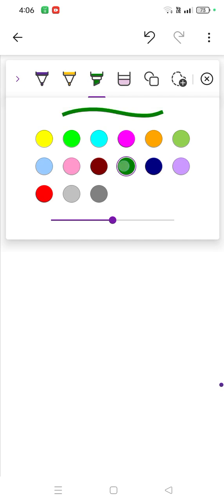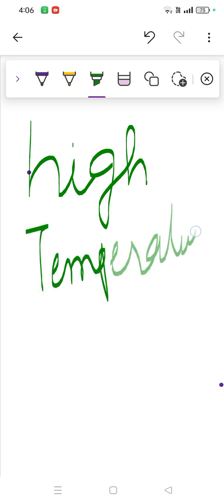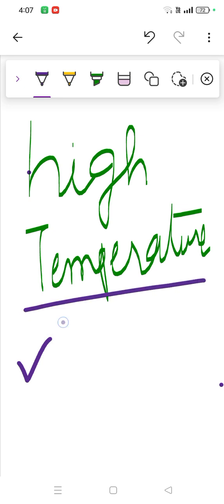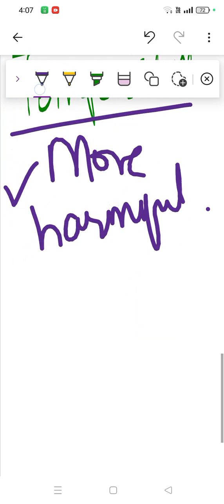Then comes our second topic, which is about what happens when there is high temperature. What will happen when we have high temperature? First thing you will see is that high temperature is more harmful. Why is it more harmful? Because there are more reasons.